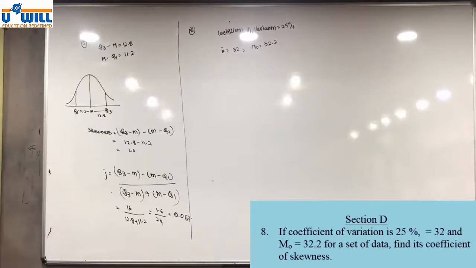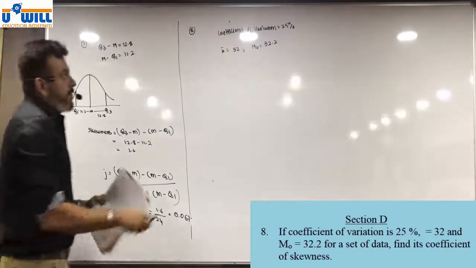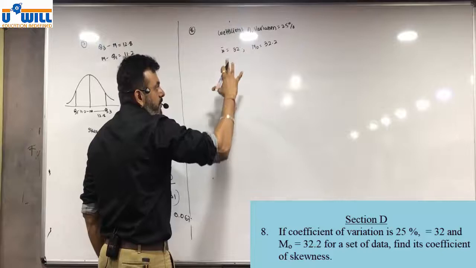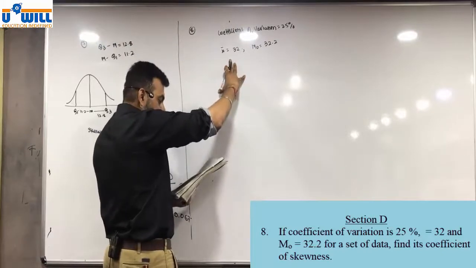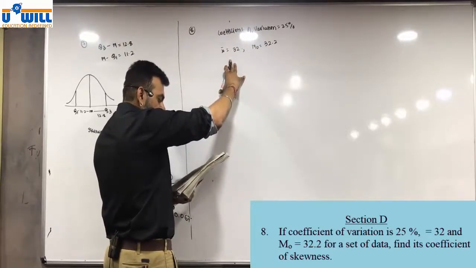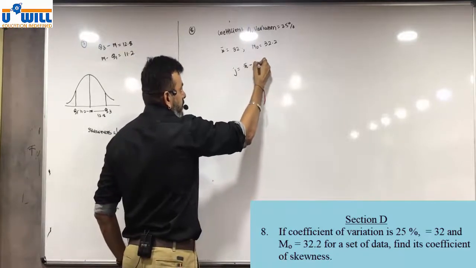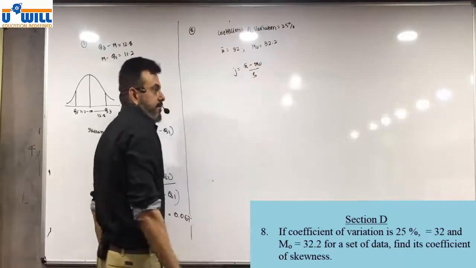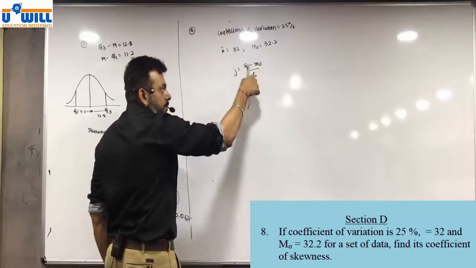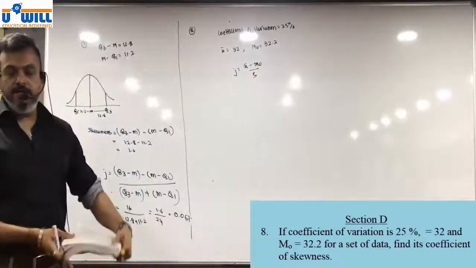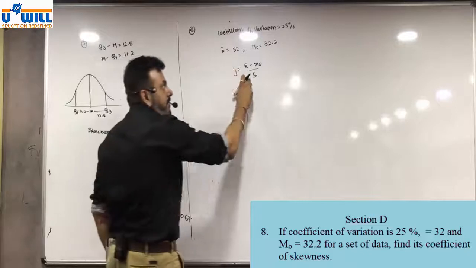Now, how do we solve this? What's the formula for the coefficient? First, what do we need to find? We have to find the coefficient of skewness. So J is equal to x bar minus mode upon S. Now x bar is there, mode is there, but we have to find the standard deviation. Where will we get the standard deviation from?